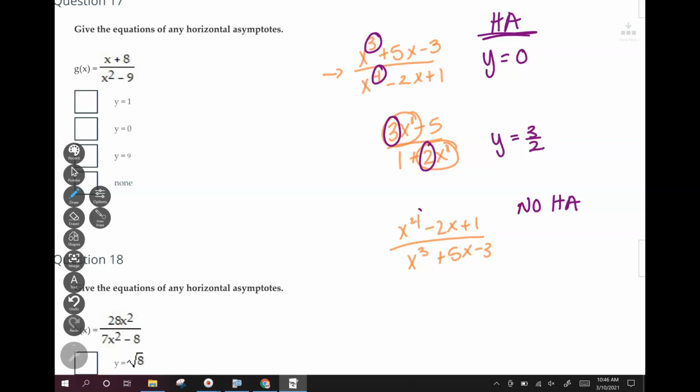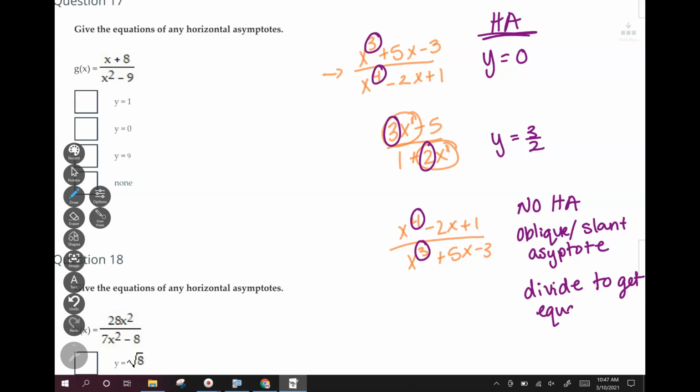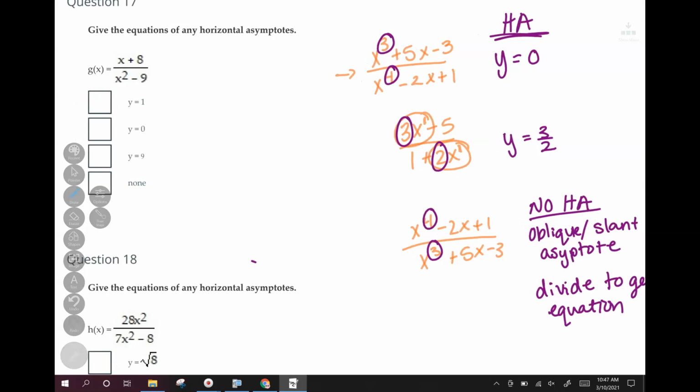If the degree in the numerator is greater than the denominator, you have no horizontal asymptote. You will have an oblique, or another word is slant, asymptote. And to get it, you will use division. Divide to get the equation. Okay, so synthetic division, long division, whatever you want to use, or whatever you need to use to find that equation. Okay, those are the only possibilities, so let's look at it.